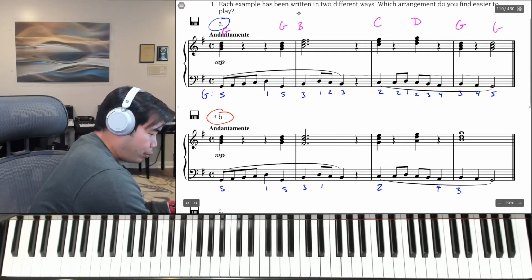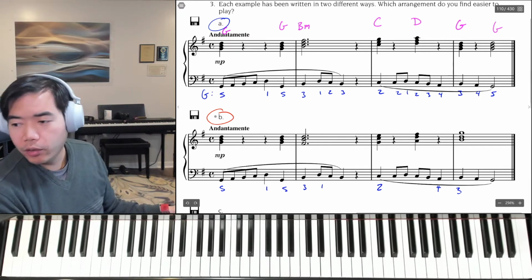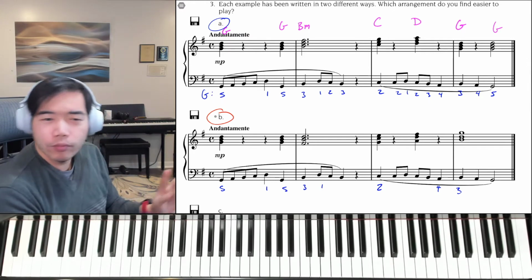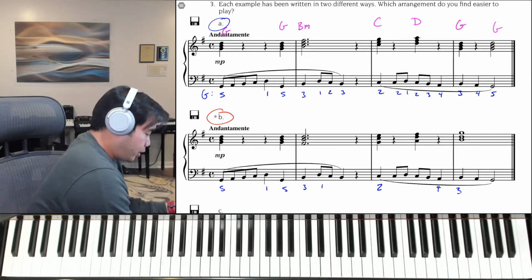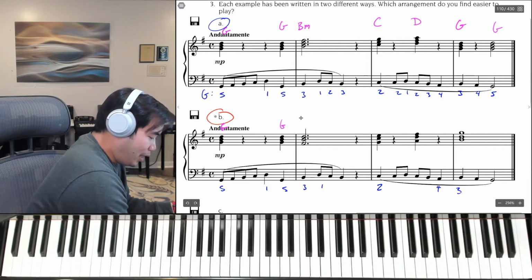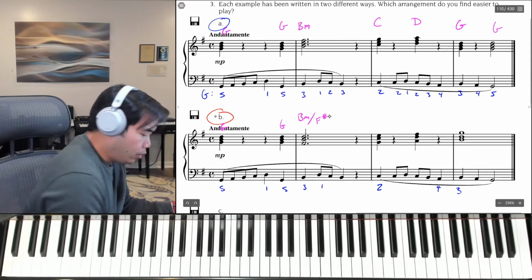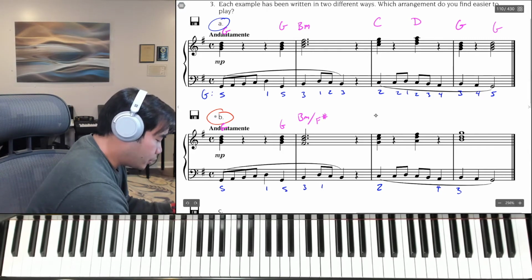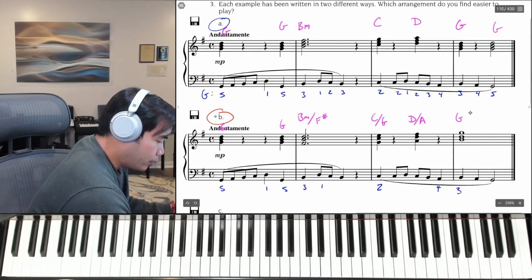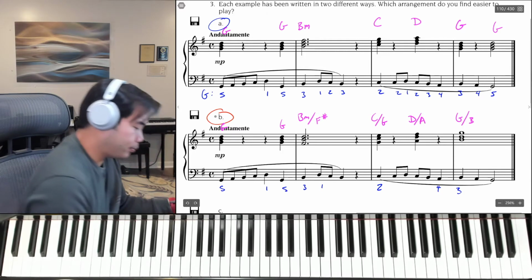If we look at example B, you might notice that the chords are actually the same, but something's changed. They're now inversions. So again, it starts on G major, but then we have B minor, but this time it's B minor over F sharp, which means it's just in second inversion. Then it's C major over G, then D major over A, and then G over B.